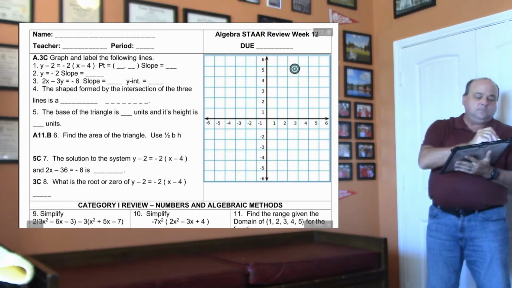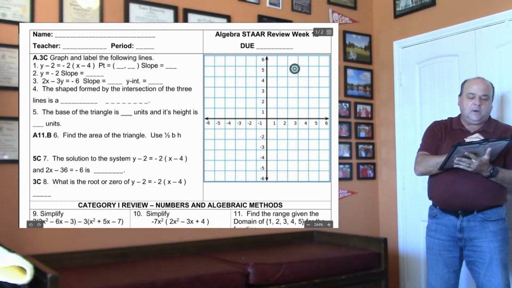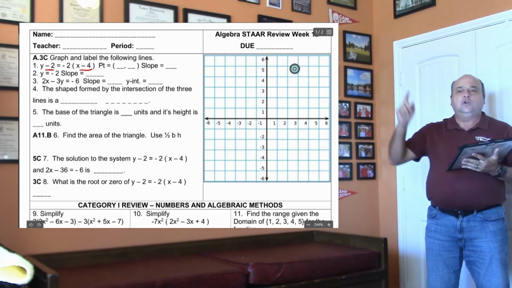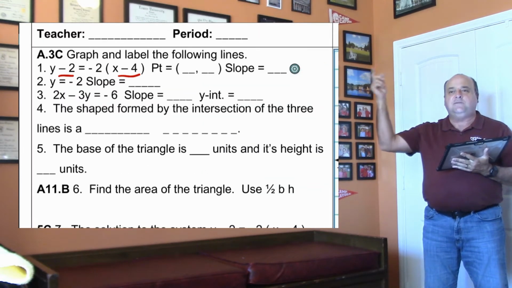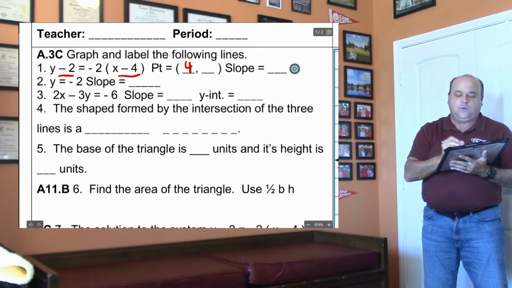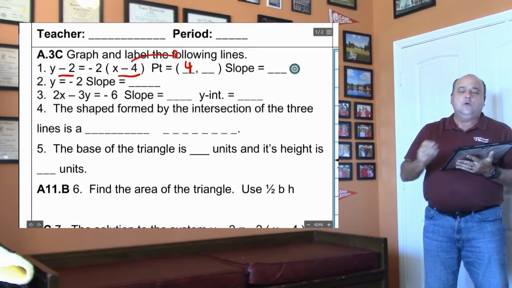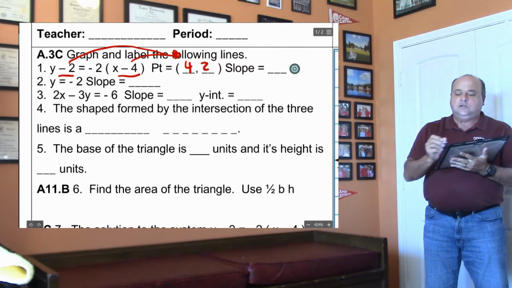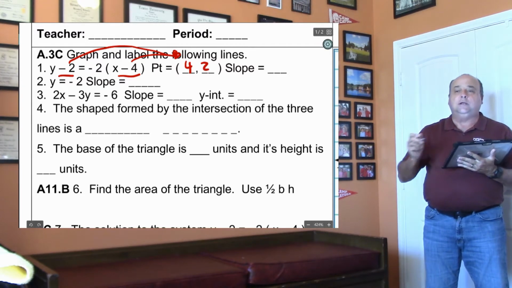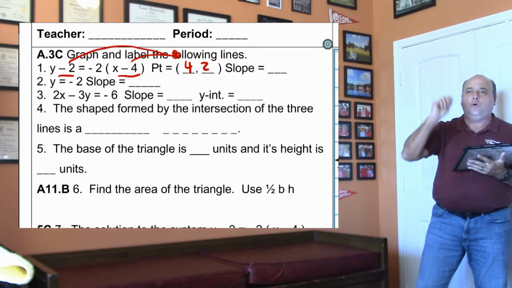So on number 1, we need our x and our y. What is the opposite of a negative 4? It's a positive 4, right? That's my x. What's the opposite of a negative 2? It's a positive 2. So my point is 4, 2. Okay, so that's the point I'm going to start with.